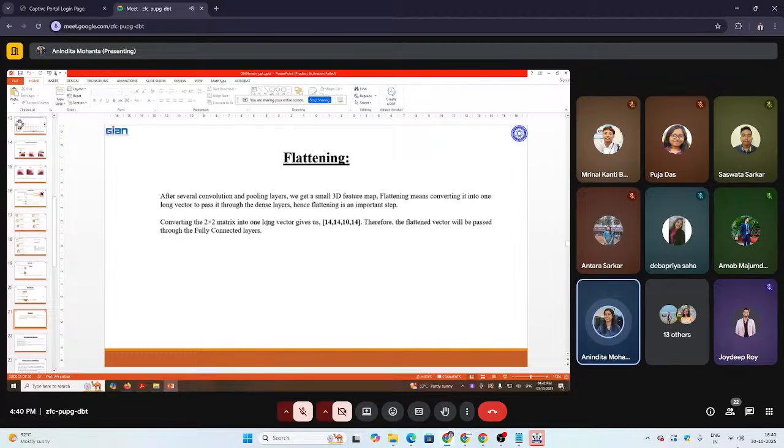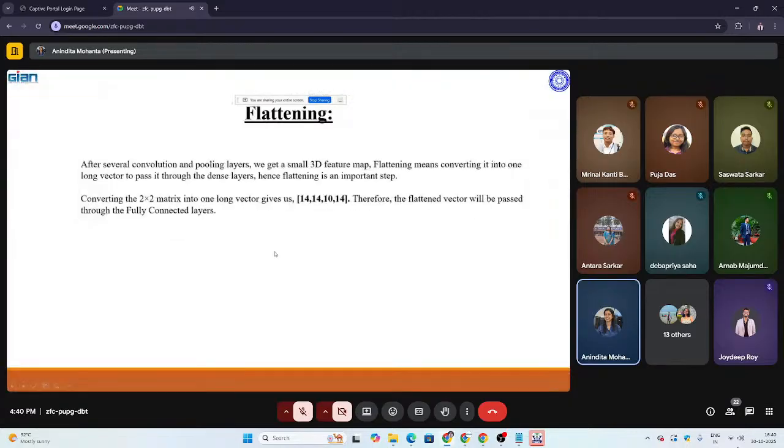I'll be continuing from this part. What is flattening? As you have already seen, convolution, pooling operation, and then the ReLU activation function. Now comes the flattening layer. After several convolution and pooling layers, we get a small 3D feature map. Flattening means converting it to one long vector to pass through the dense layers. Hence, flattening is an important step.